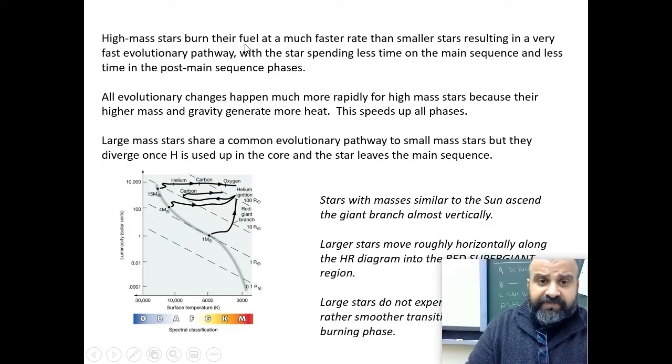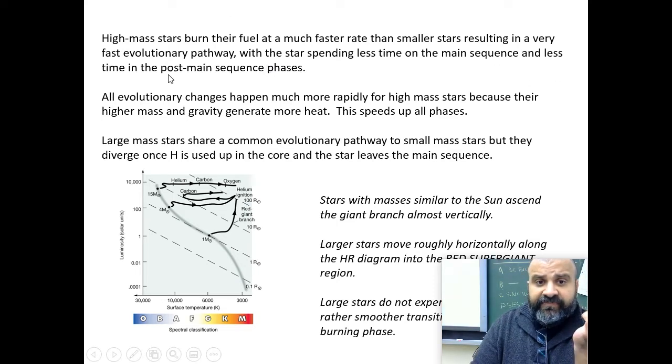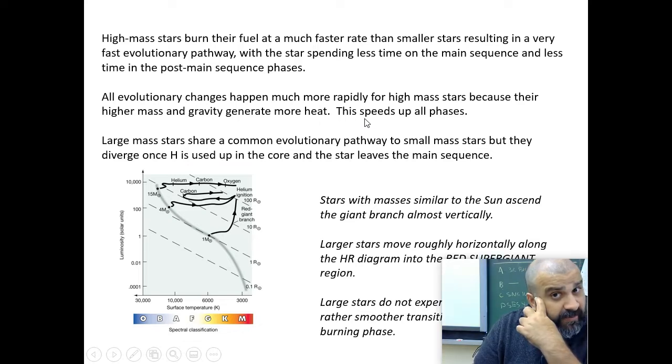High mass stars burn their fuel at a much faster rate than smaller stars, resulting in a very fast evolutionary pathway. So they go through their life cycle much more quickly. They'll spend less time on the main sequence and less time in the post main sequence phases, like red giants and whatnot. All evolutionary changes happen much more rapidly for high mass stars because their higher mass and gravity generates more heat.